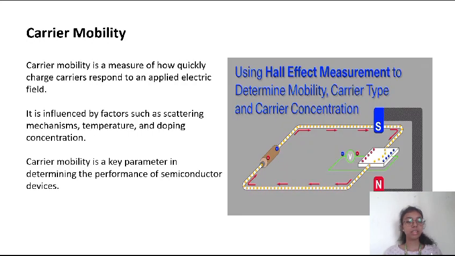Carrier mobility. Carrier mobility is a measure of how quickly charge carriers respond to an applied electric field. It is influenced by factors such as scattering mechanisms, temperature, and doping concentration. Carrier mobility is a key parameter in determining the performance of semiconductor devices. Hall effect measurement is used to determine mobility, carrier type, and carrier concentration.